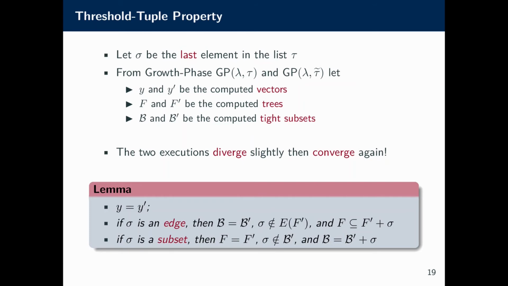That if the last element of the list is an edge, then the collections of tight subsets B are equal, and the trees are different in exactly one pair of edges. And if the last element is a subset, then the two trees are equal and the collections B differ in exactly one subset. Somehow, this small difference in the two executions leads to a final tree spanning a different number of vertices after the pruning phase.